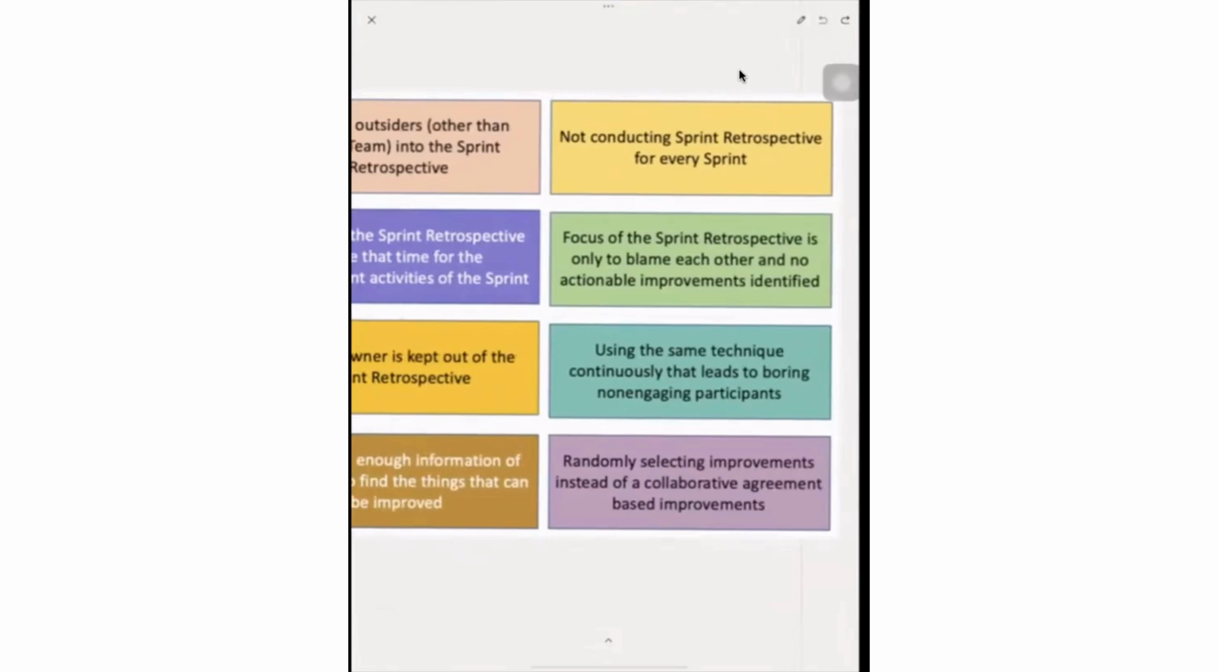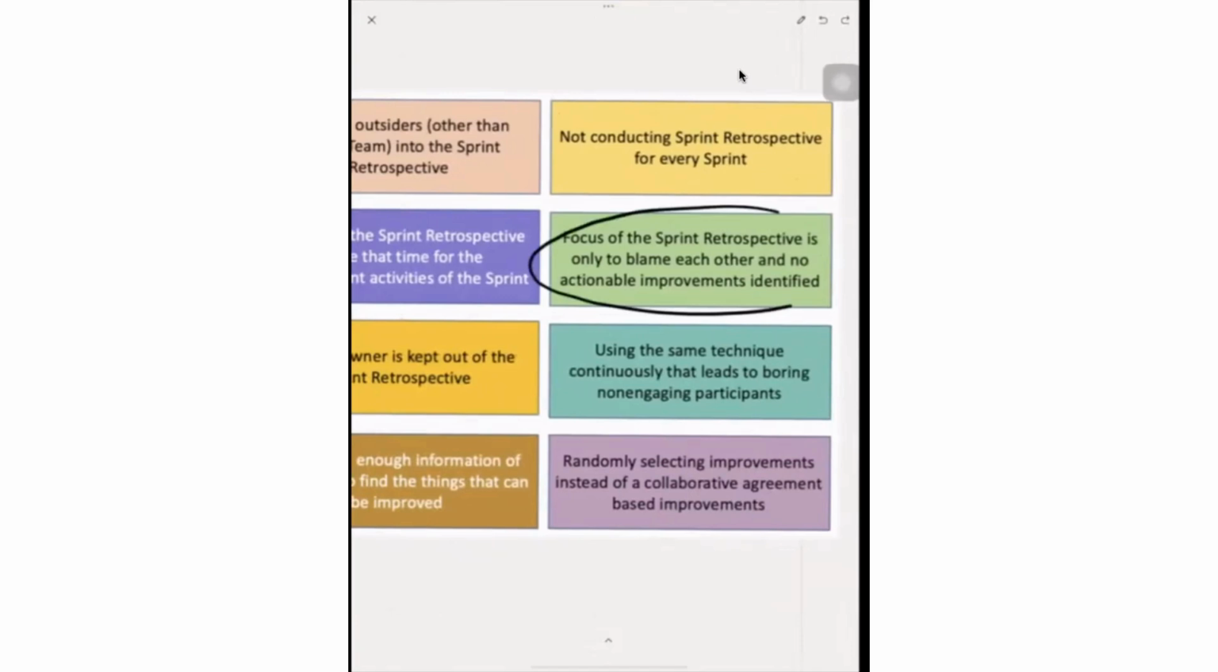And not conducting a sprint retrospective every sprint. This is another common anti-pattern. Sometimes people think, every sprint, what is there to improve? But continuous improvement is a journey, not a destination. So every sprint, you need to conduct the retrospective. Some improvement or the other, you may be able to identify.